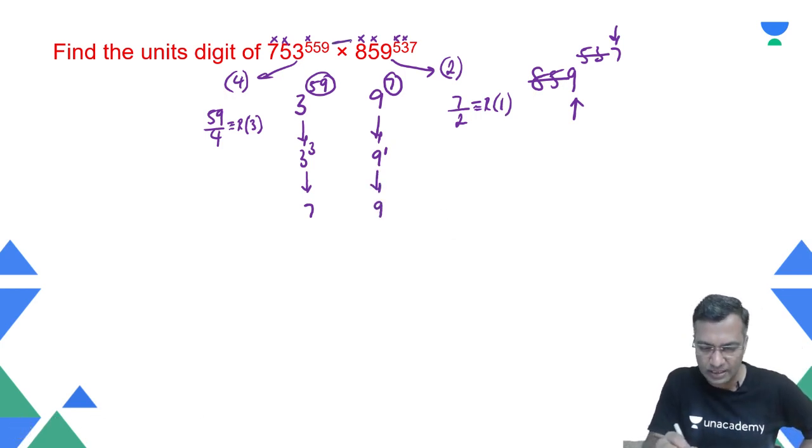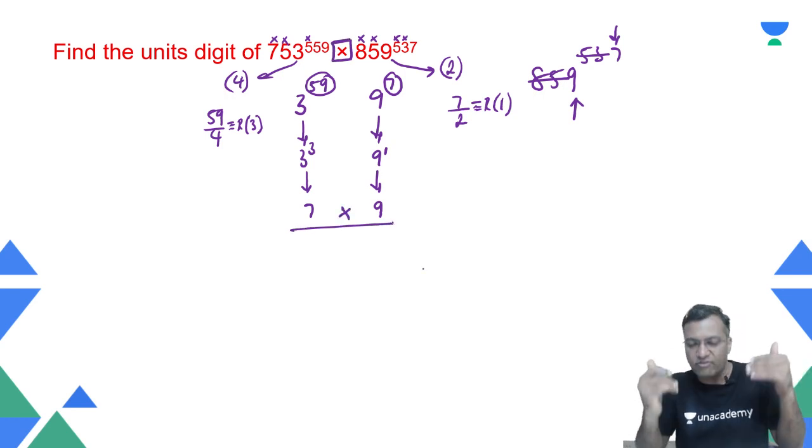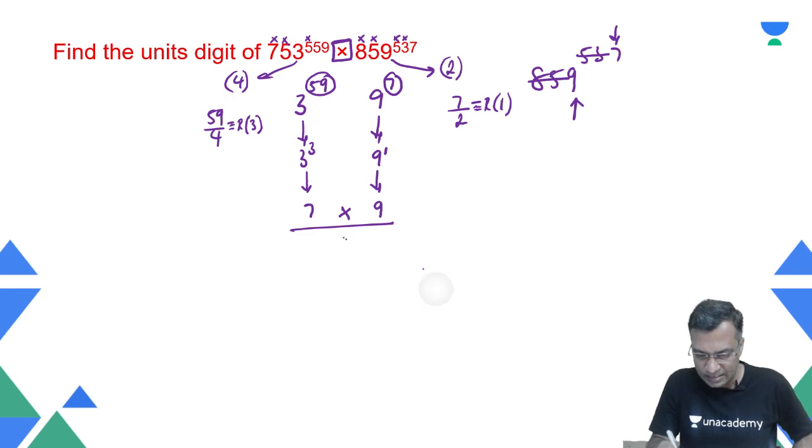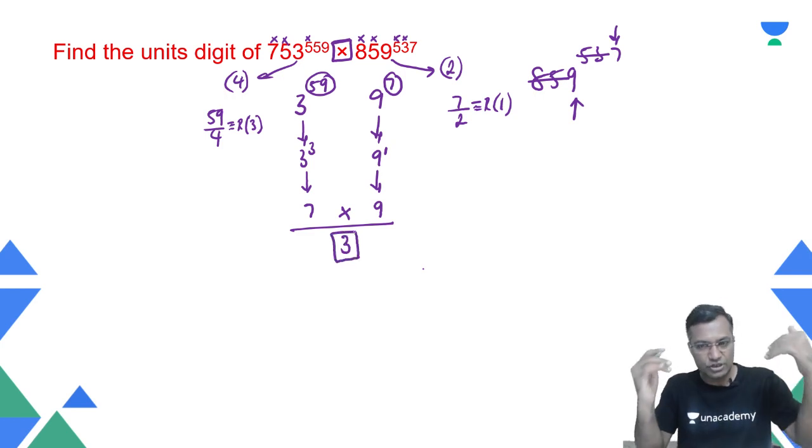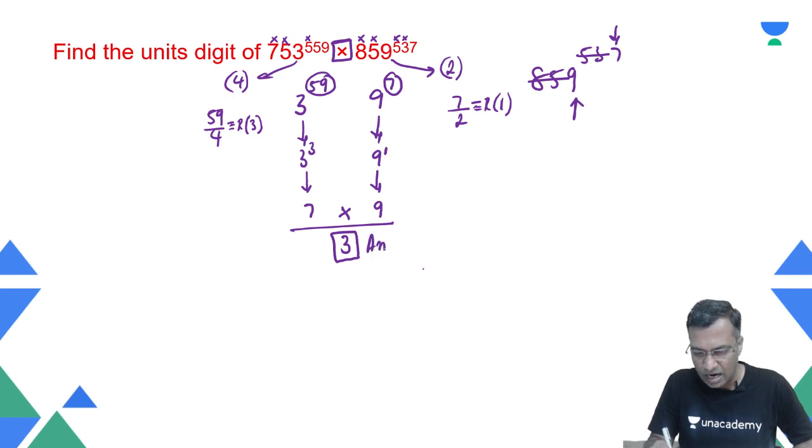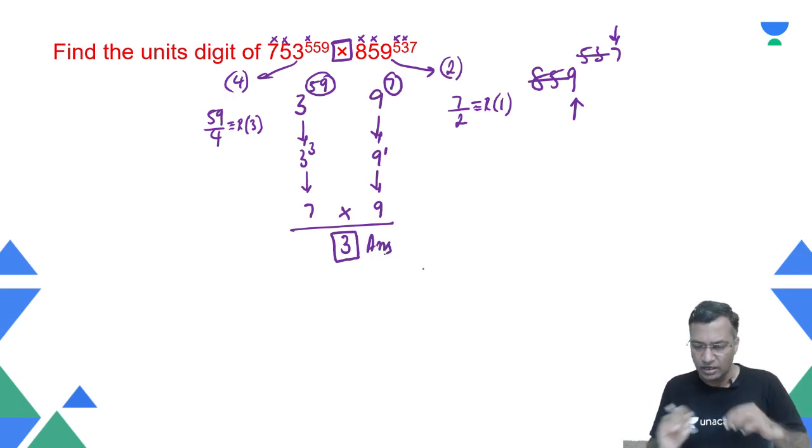Okay, what I should do between them? There is a multiplication symbol. Multiply the unit digits, write down the final unit digit. 9 into 7, 63. Therefore, only the unit digit you can capture. Unit digit is 3, which is going to be my answer. Very simple question.